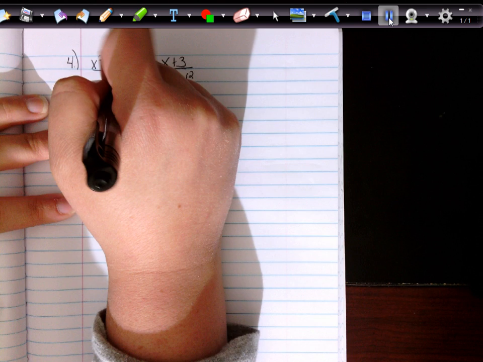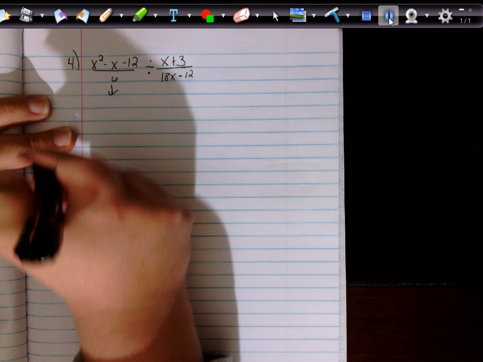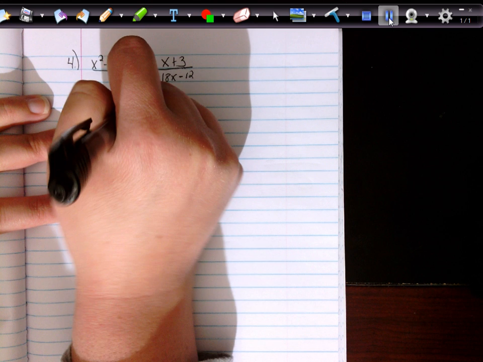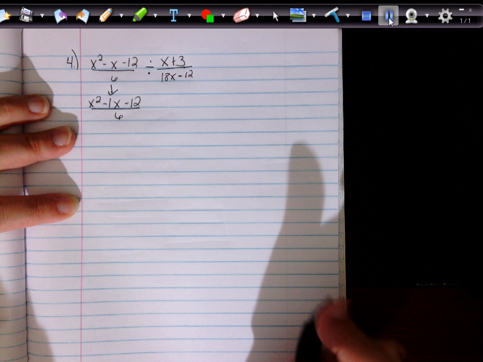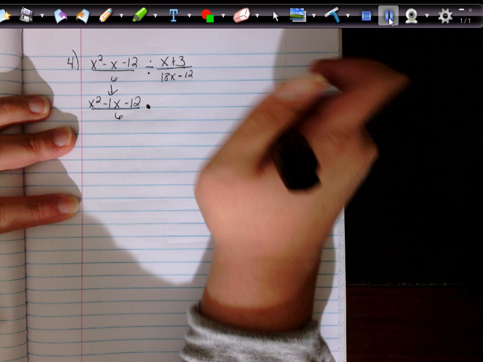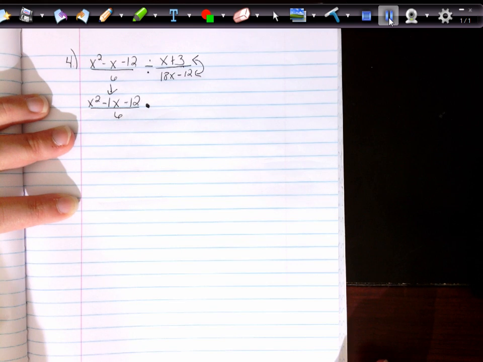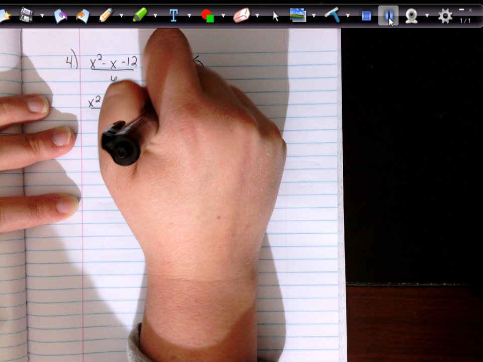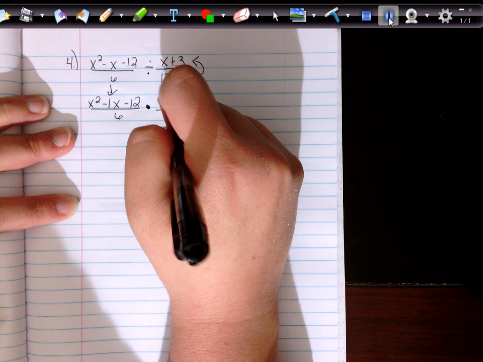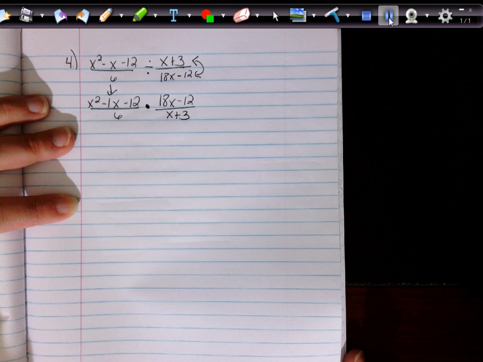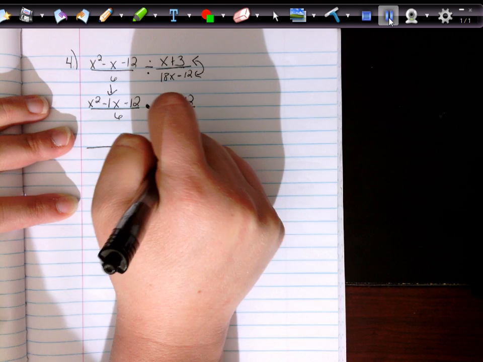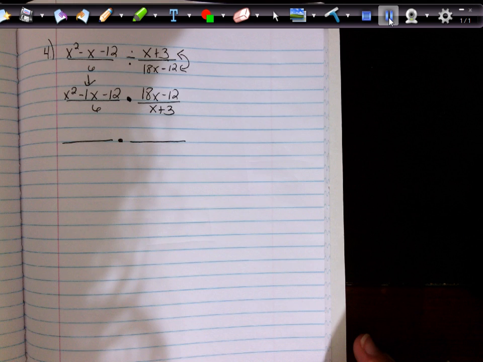We're going to drop this first fraction down just the way it looks. So I'm going to say x squared, and I'm going to say minus 1x instead of just minus x, minus 12 over 6. We're going to change the dividing to multiplying. And then I'm going to flip the second fraction over. So drop, change, flip. That's just the way I like to remember it. So my 18x minus 12 goes on the top, and my x plus 3 goes on the bottom. Now it looks exactly like what I've been doing, so I'm going to go through and see what all I need to factor. So I'm going to look at this one first.